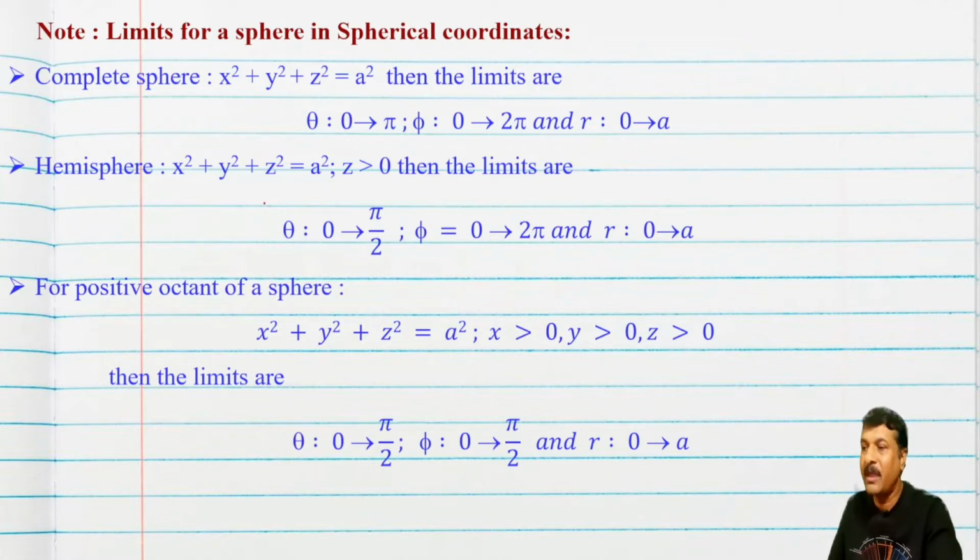Radius will not change. For the positive octant of a sphere, x square plus y square plus z square equal to a square, and x is greater than 0, y is greater than 0, z is greater than 0.